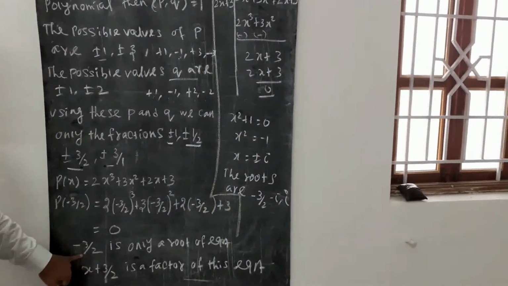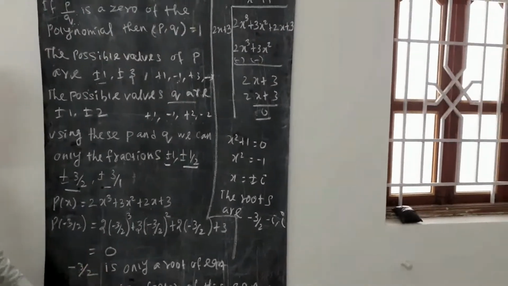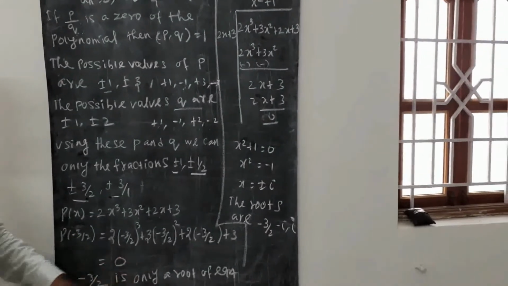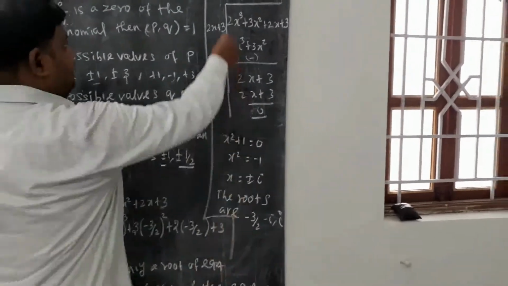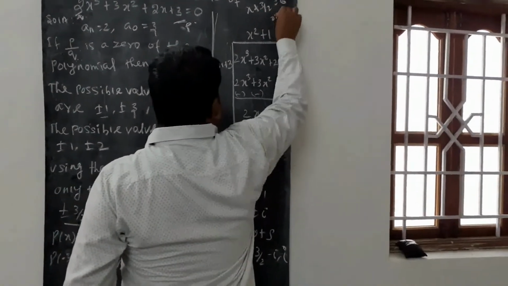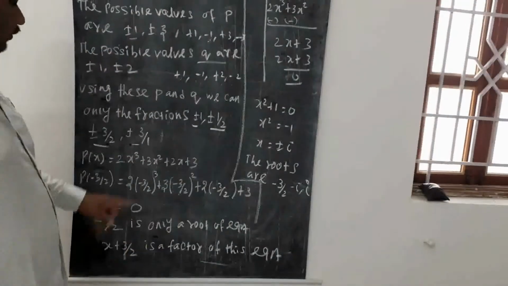Since it's a root, you can write the factor as x plus 3 by 2, because x plus 3 by 2 equal to 0 gives x equal to minus 3 by 2. You can simplify x plus 3 by 2 equal to 0 as 2x plus 3 equal to 0. So write 2x plus 3. So you find only one root.